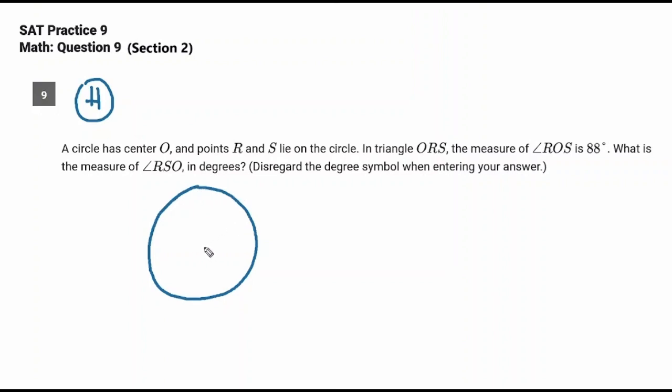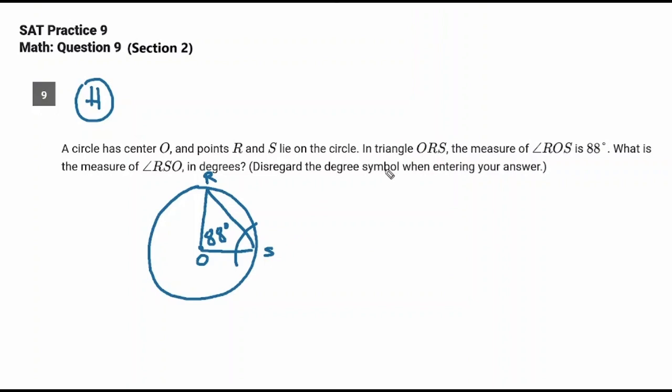So the circle has a center O, and then ROS is 88 degrees. Well, that's about 90 degrees, so let's make it look like that. Here's R, here's S, 88 degrees goes here, ROS. It's a triangle, so you got to make a triangle here. All right, what's the measure of angle RSO? So you're looking for this angle right here.